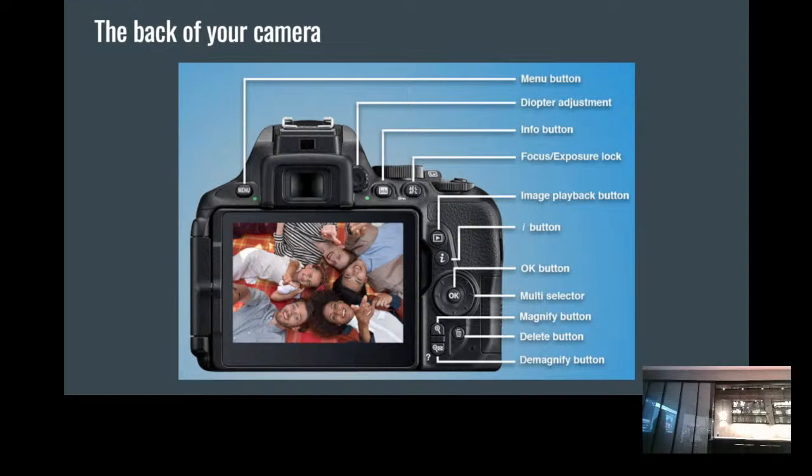Magnifier, demagnifier usually are symbolized on the bottom or somewhere on the camera, but you'll see a magnifier, it'll have a plus or a minus symbol on the inside there. Hitting the one that has the plus will magnify in, hitting the one that has the minus will magnify out.